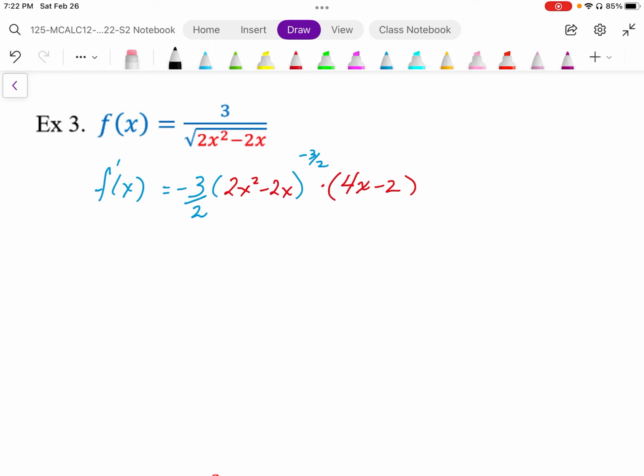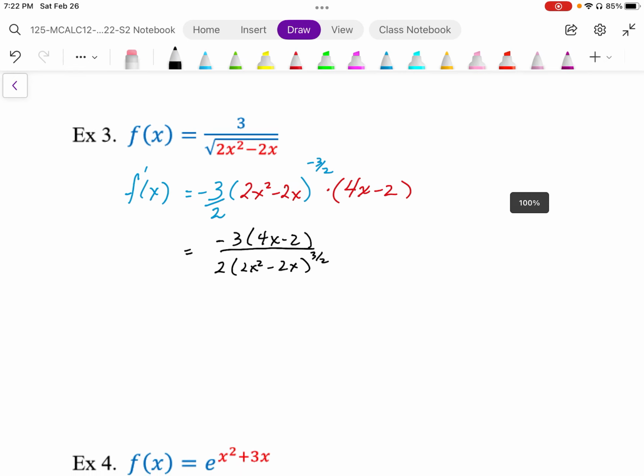Now, it might be worthwhile to simplify this, so I'm going to end up with negative 3 (4x minus 2), and in the denominator I have 2 times (2x squared minus 2x) to the power 3 over 2. So there is my derivative, and I have my outside derivative in blue times my inside derivative in red.